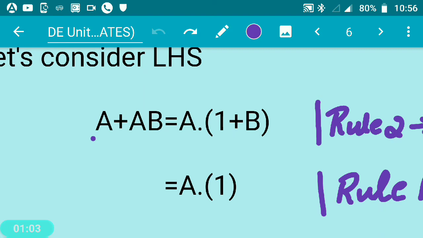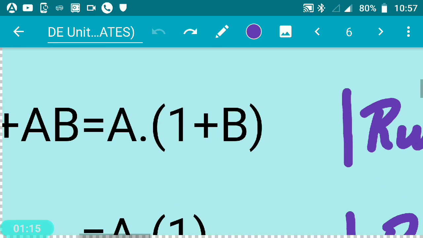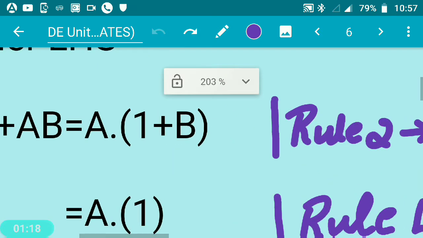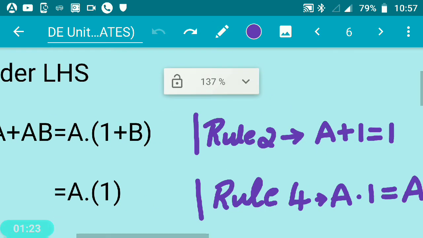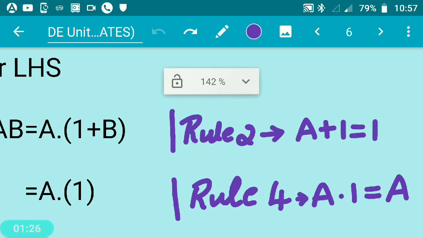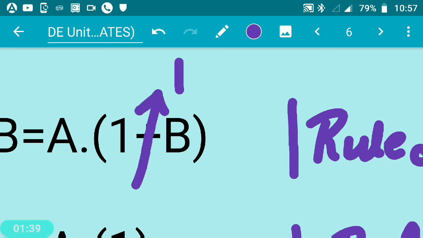By considering this part of the equation, the common term in this equation is A and A. That is why we take A as common. Once we take A as common, the left out part in the first and the second term is 1 plus B. So, by using rule number 2, we know that 1 plus B is equal to 1, because A plus 1 is equal to 1, 1 plus A is nothing but equal to 1. That is why 1 plus B also goes to 1. This whole term will become 1. The value of the whole term becomes 1.